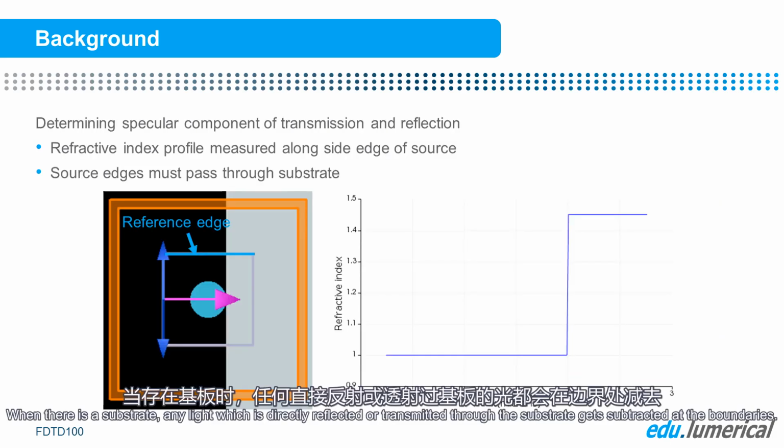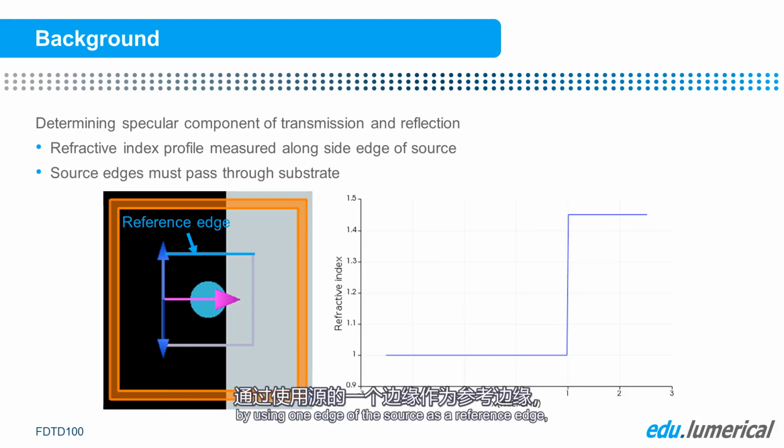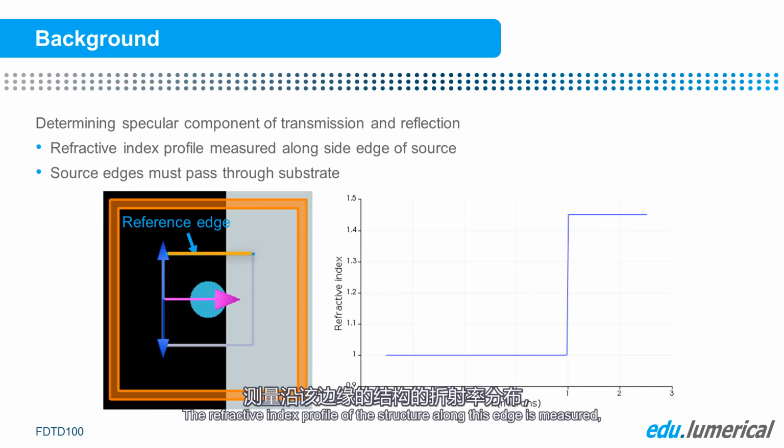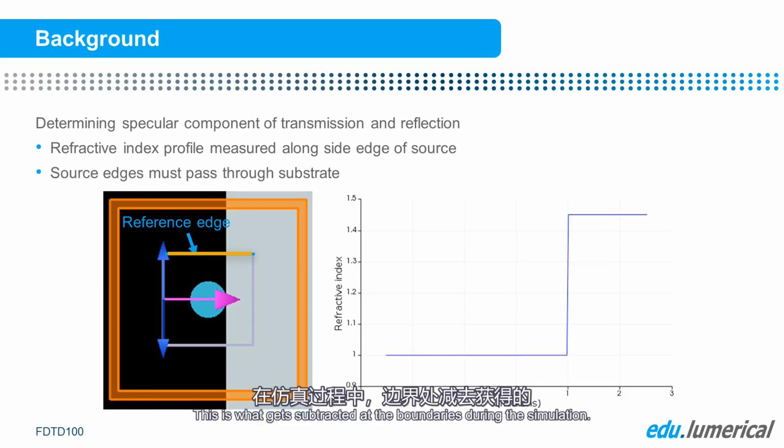When there is a substrate, any light which is directly reflected or transmitted through the substrate gets subtracted at the boundaries. The source is able to determine what portion of the fields correspond to directly transmitted and reflected light by using one edge of the source as a reference edge, illustrated by the yellow line in the image here. The refractive index profile of the structure along this edge is measured, and the fields that would be directly reflected or transmitted by the reference refractive index profile can be calculated. This is what gets subtracted at the boundaries during the simulation.